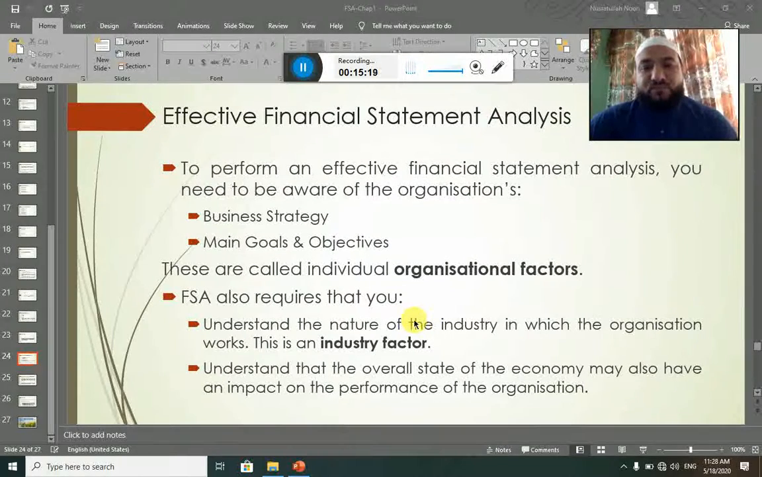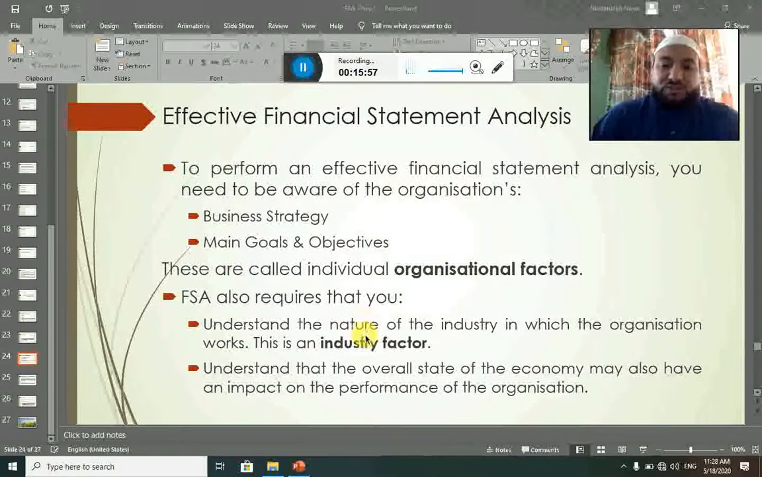So these are the organizational factors. We call them the organizational factors. There are some other industrial factors as well, right? In organizational factors, business strategy, main goals and objectives come in, and we have to know them before analyzing the financial statements. Now there are some other factors which are called industrial factors. That is, we have to understand the nature of the industry in which the organization is operating or working. We have to be aware of the industry nature, right?